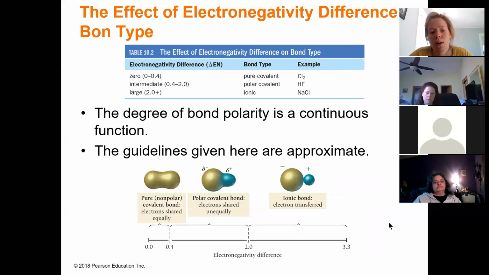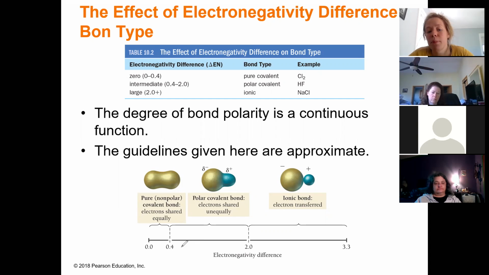Okay. So if your difference in electronegativity is 0.4 to 0, you have a pure covalent bond, or sometimes it's called a nonpolar covalent bond. This is where they share the electrons and they're sharing them equally. So we can see our electron cloud, our bubble, is equally balanced amongst the two atoms.